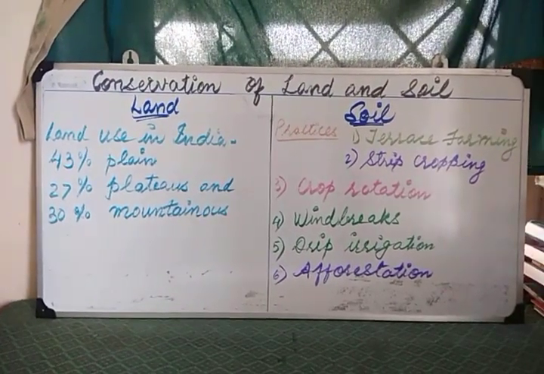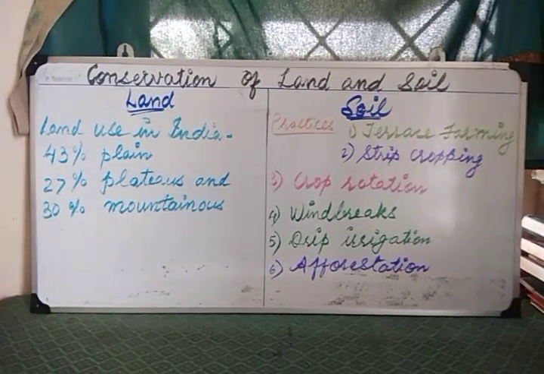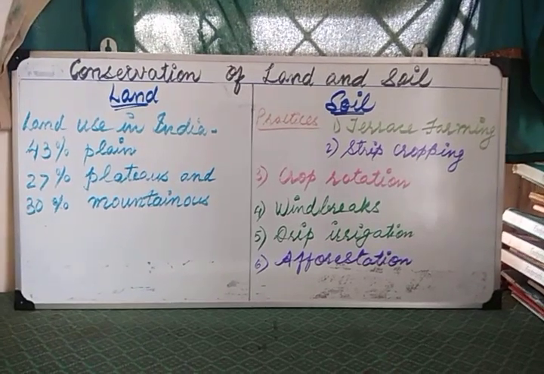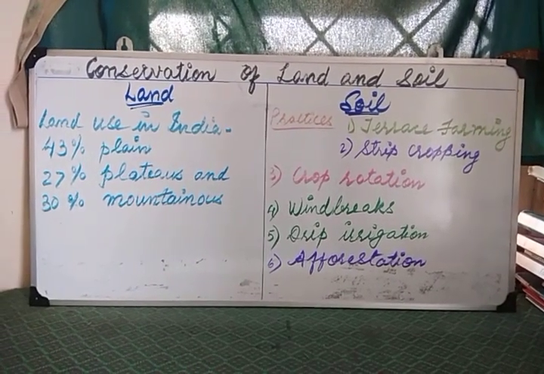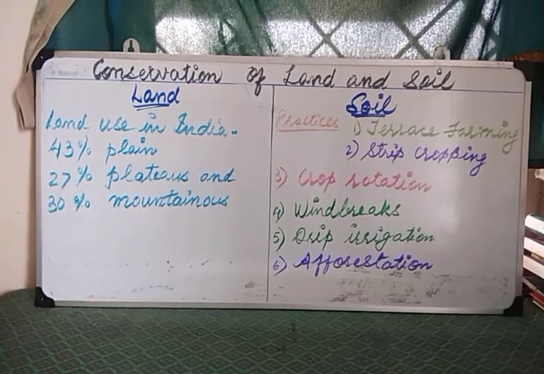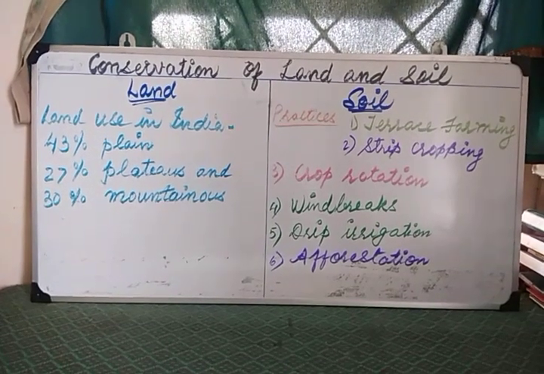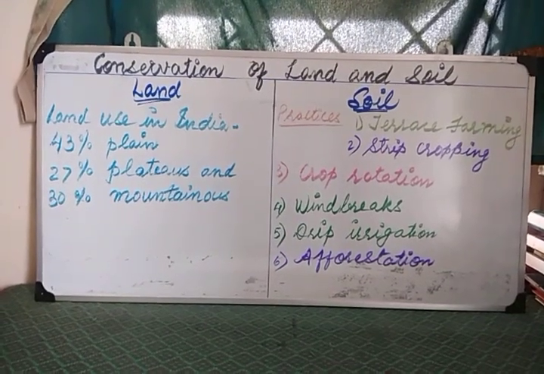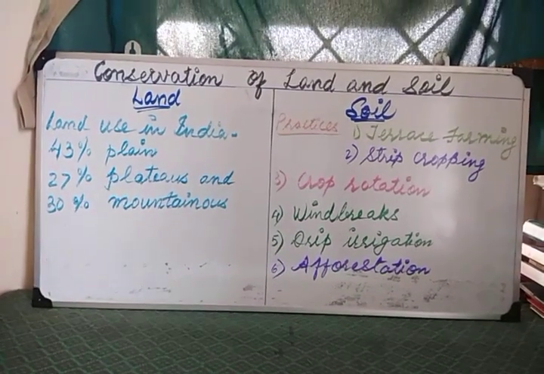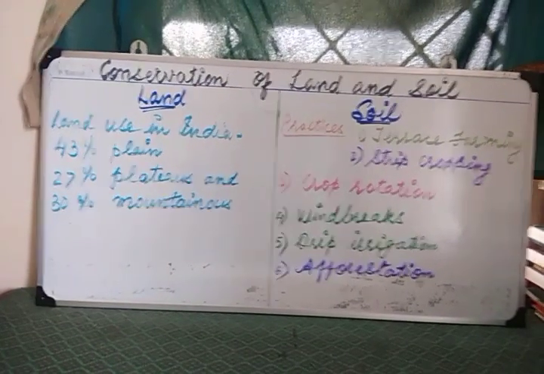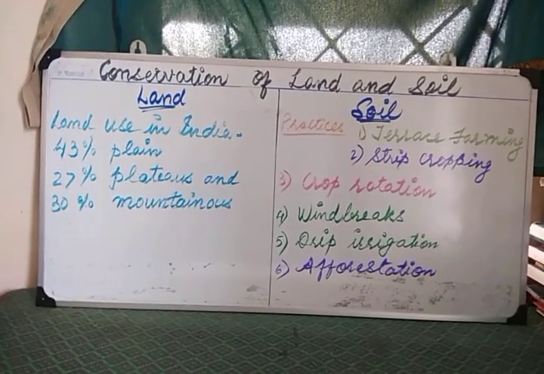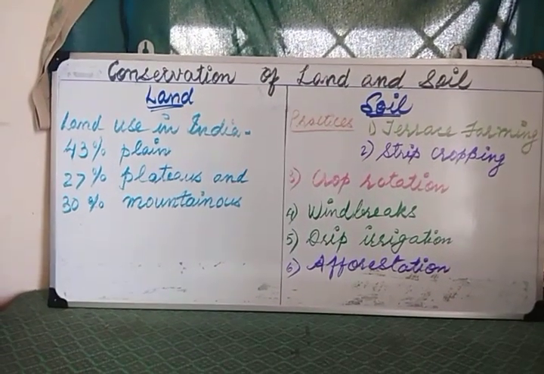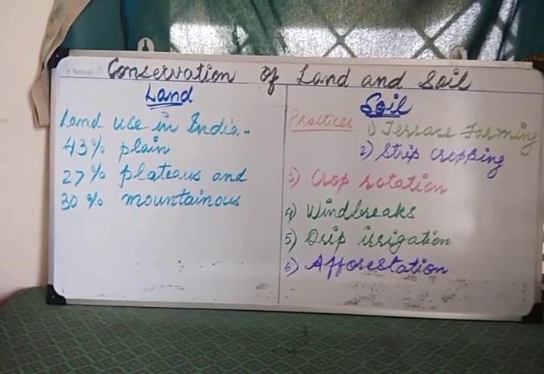Yesterday we discussed the different types of soil. Today we'll talk about the conservation of land and soil. Before that, we'll take a look at the distribution of land in India. As land use in India, 43% is plain land, 27% is covered by the plateaus, and 30% of the land is in the mountainous region.